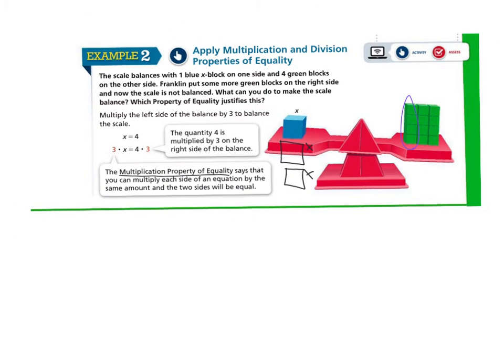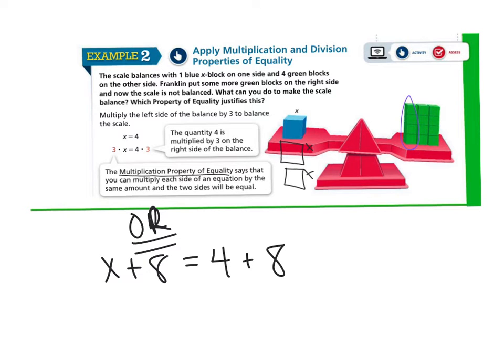Another thing we could have done if we went from 4 to 12, another way of doing that could have been, without knowing the answer, going from 4 to 12 could be that we added 8. And if we added 8 on both sides, that could be the addition property of equality. So you could argue either way on that problem.